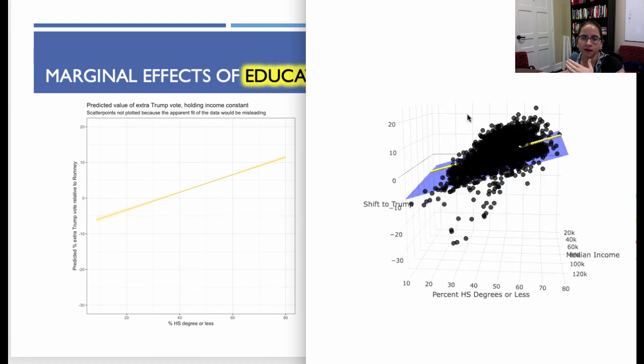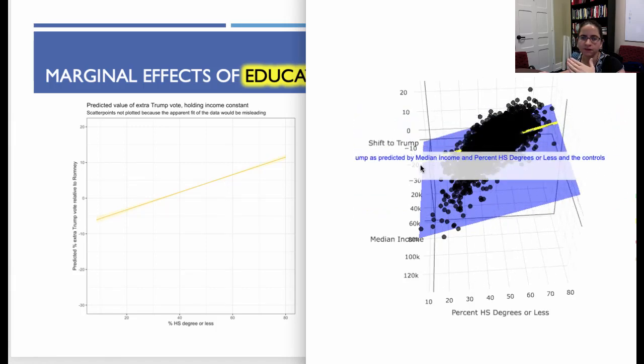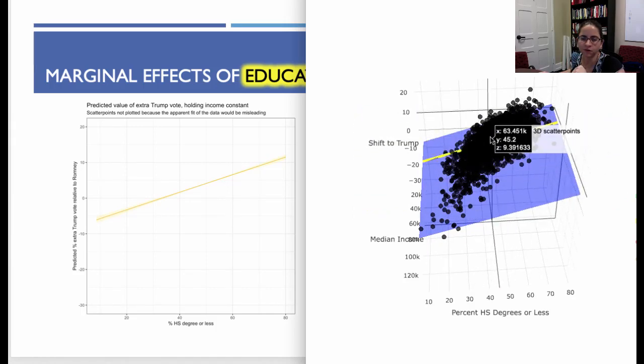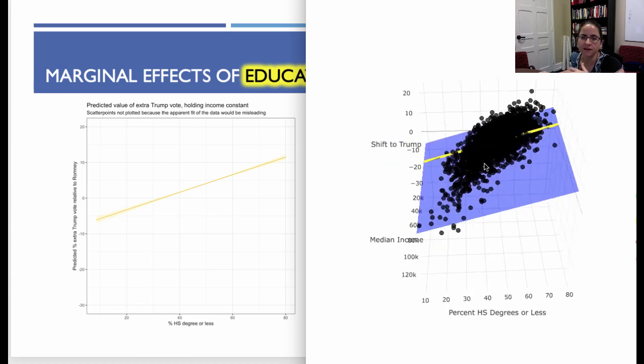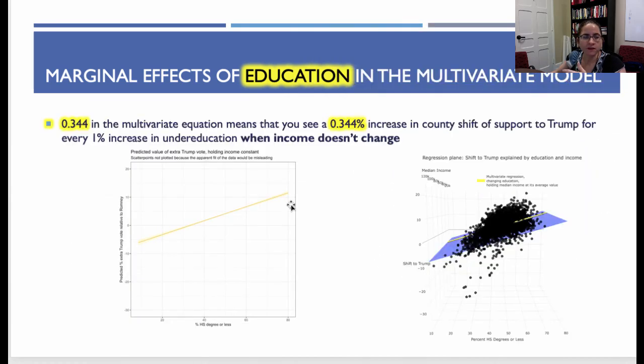So this line wouldn't make much sense if it was trying to fit this entire bulk of data, but since this line is only fitting this small cross-section of data that's holding income constant, it is in fact the best fit line for that small cross-section of data. What this means is that you would expect to see a 0.344% increase in the county shift supporting Trump for every 1% increase in education, but only when income doesn't change.